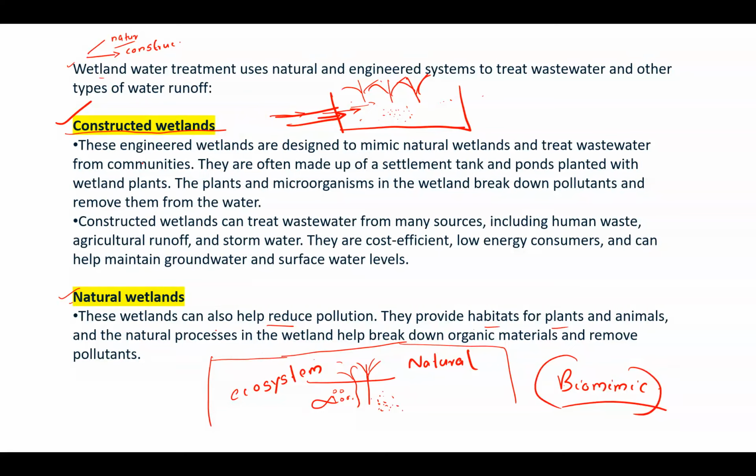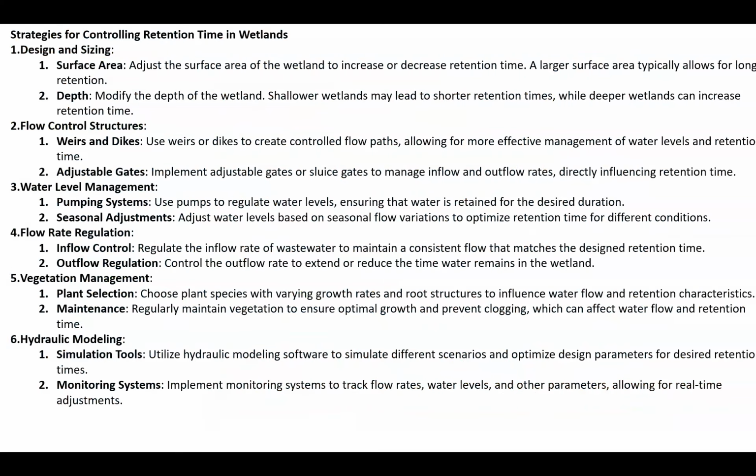You can read here: constructed wetlands are engineered wetlands designed to mimic the natural wetlands and treat wastewater from communities. They are often made up of settlement tanks and ponds planted with wetland plants. The plants and microorganisms in the wetland break down the pollutants and remove them from the water. So that's what it is doing. Now here you can see the different parameters. You can read slide number 2.